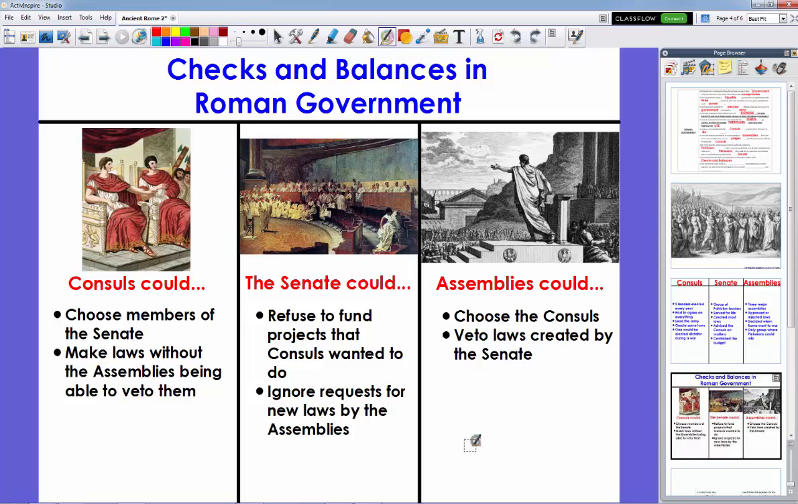The assemblies couldn't propose laws for the Senate to follow. They could just kind of ask the senators, if you wanted, could you please vote on this? And the Senate didn't have to listen to them.